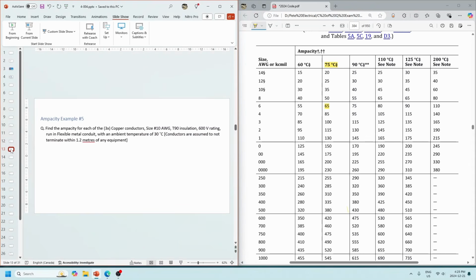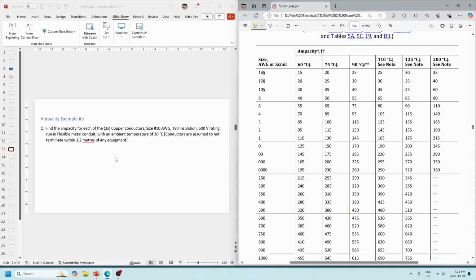Let's look at example number 5. Okay, next example. Find the ampacity for each of 3 copper conductors, number 10, T90 insulation, 600 volt rating, run in flexible metal conduit with an ambient temperature of 30 degrees Celsius. Okay, so again, we're not worrying about terminations. We're not worrying about ambient temperatures, and we're not worrying about greater than 4 conductors.